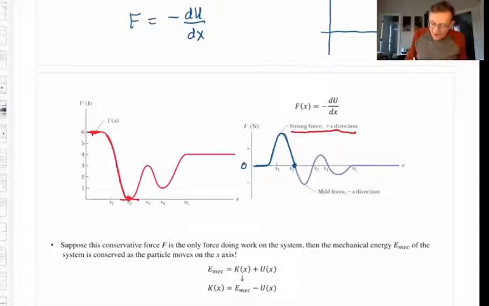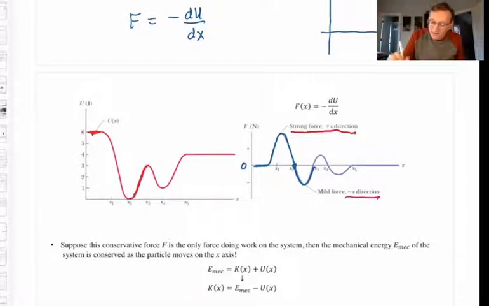Okay, now what happens between x2 and x3? Let's look at the potential energy curve first. Between x2 and x3, the potential energy function is rising, isn't it? So the tangent line has a positive slope. But the force is the negative derivative, so the force is negative. That means it's in the negative x direction between x2 and x3. So sure enough, on the force curve, between x2 and x3, the force is shown to be on the negative side of the force axis. That means if the particle is located between x2 and x3, the force on it is in the negative x direction.